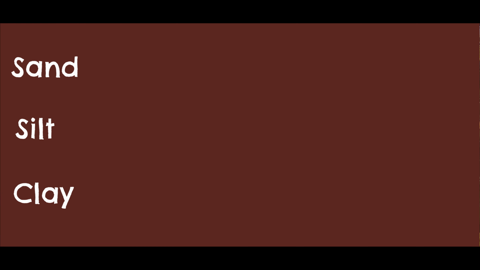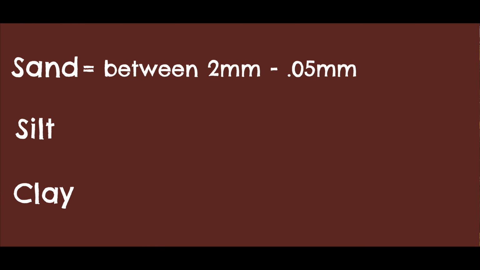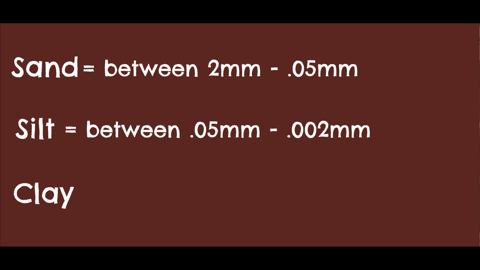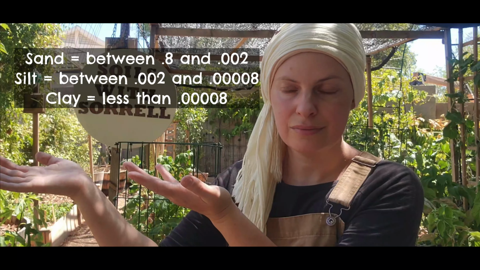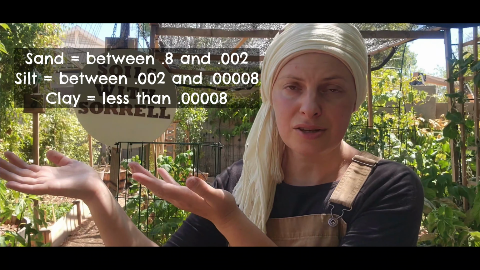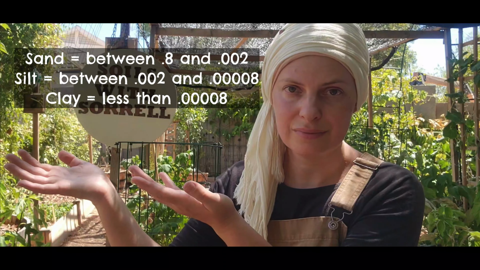Soil is broken down into 3 particle sizes: sand, silt, and clay. Sand is considered particle sizes between 2 millimeters and 0.05 millimeters. Silt is considered particle sizes between 0.05 millimeters and 0.002 millimeters. Clay is considered particle sizes less than 0.002 millimeters. For those of us who understand inches better than millimeters, here are the conversions. You get it, these are really small particle sizes.